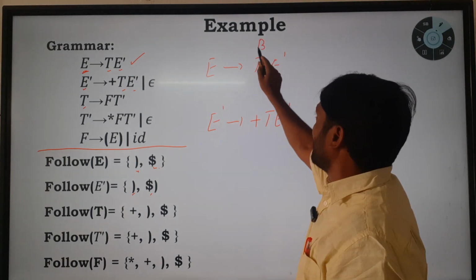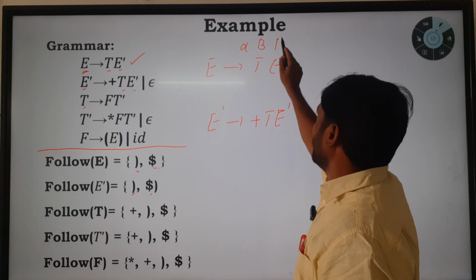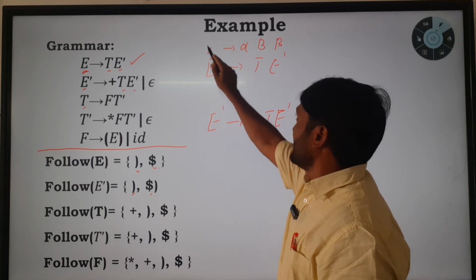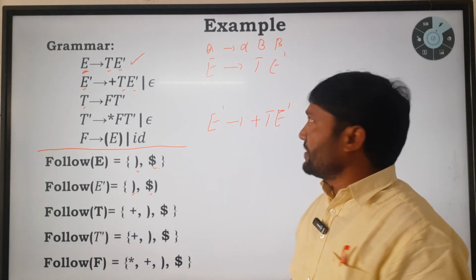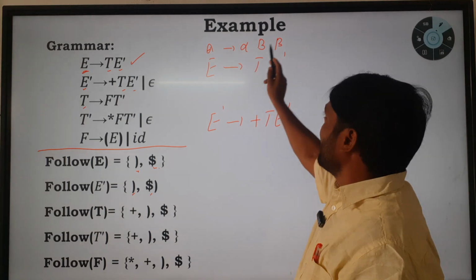That means this becomes the capital B, this is alpha, this is beta. Now A. Is it right? So that is A derives alpha B beta.